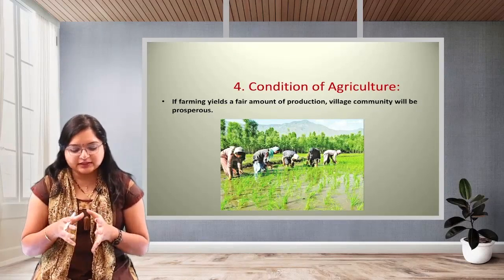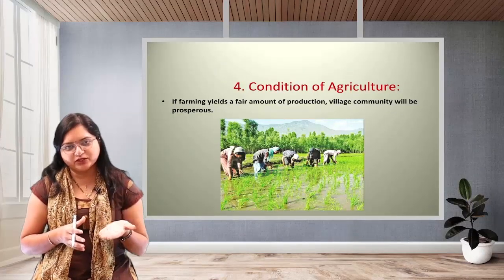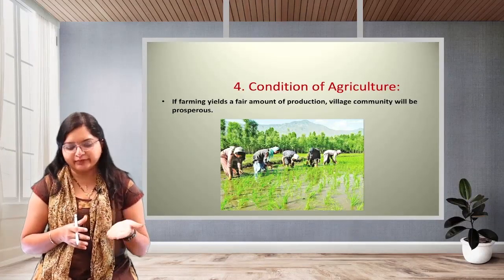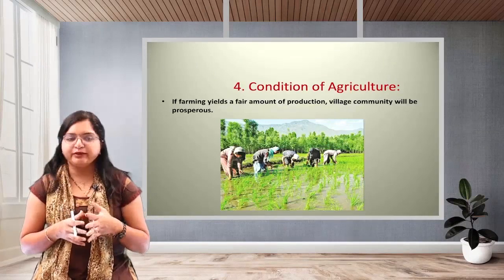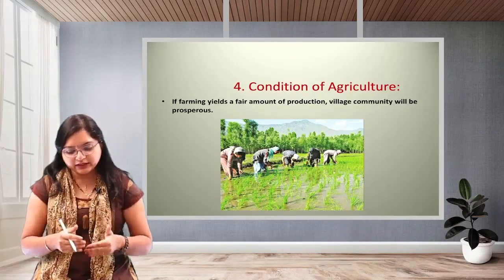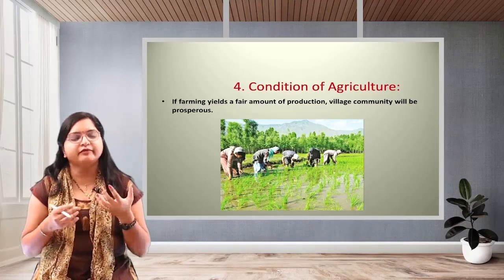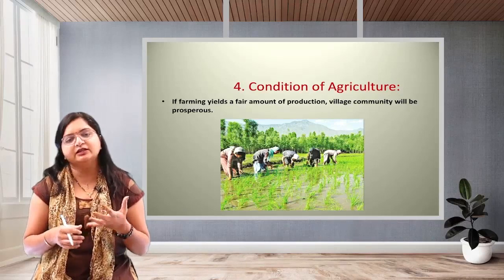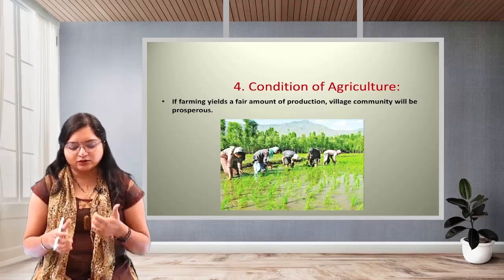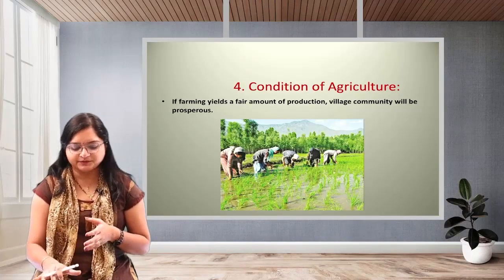If farming yields a fair amount of production, which you are expecting, the village community will be prosperous. As the amount of production decreases, the village community's prosperity will also decrease, because the main occupation of the villagers is only agriculture. So this is also an important factor, condition of agriculture.